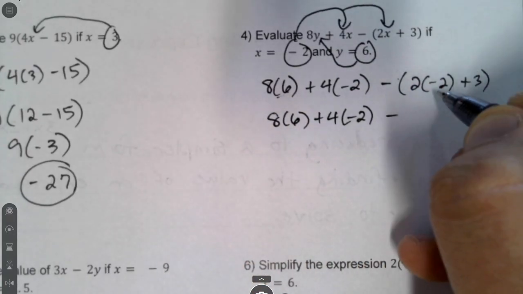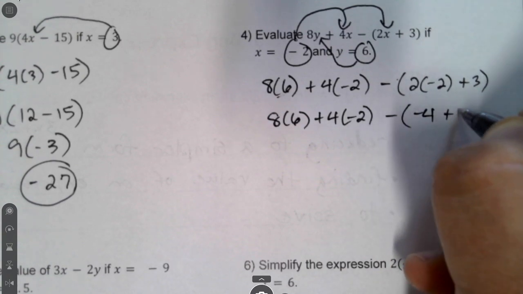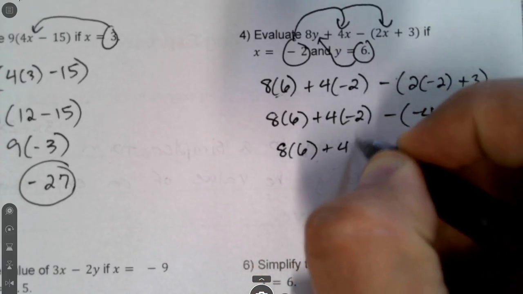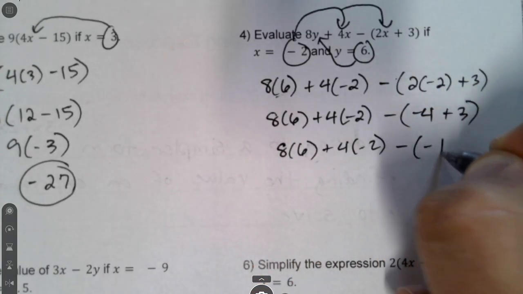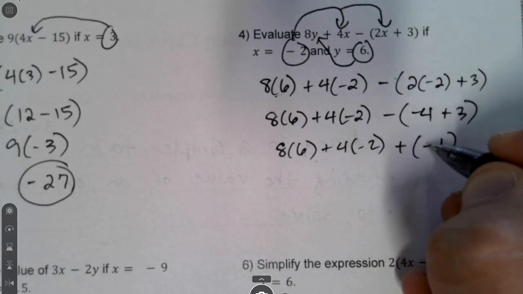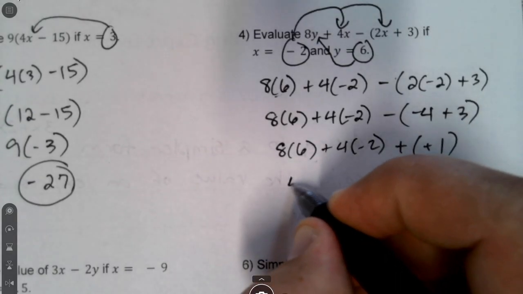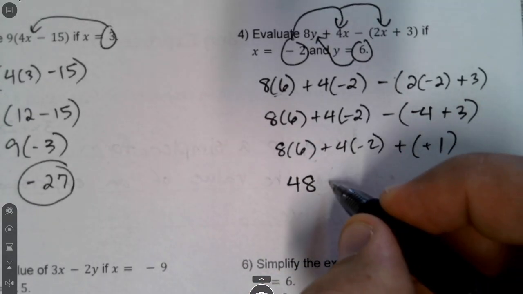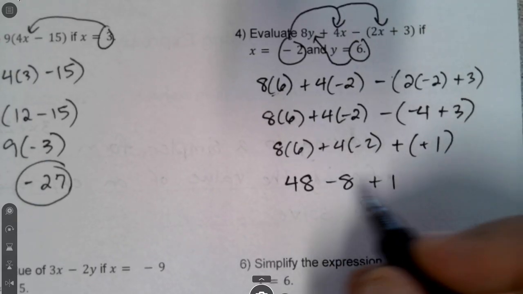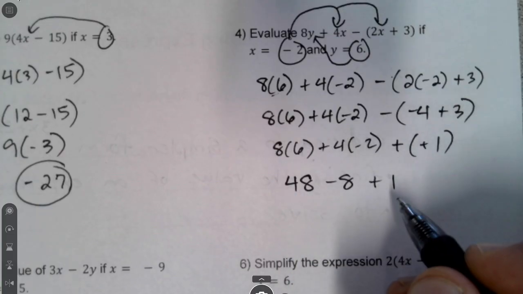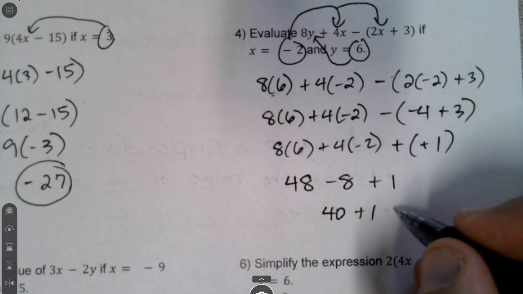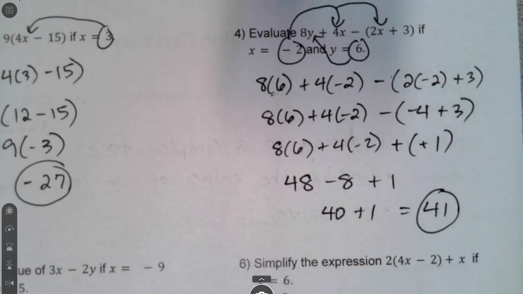Inside this parenthesis, we need to multiply first, 2 times -2, which is -4. Then we do -4 plus 3, which is -1. And just like I said before, minus a negative is the same thing as plus a positive. So I can do 6 times 8 is 48. 4 times negative 2 is negative 8. And then plus 1. We're down to just addition and subtraction. We should do that from left to right. So I start by saying 48 minus 8 is 40. And then 40 plus 1 is 41.